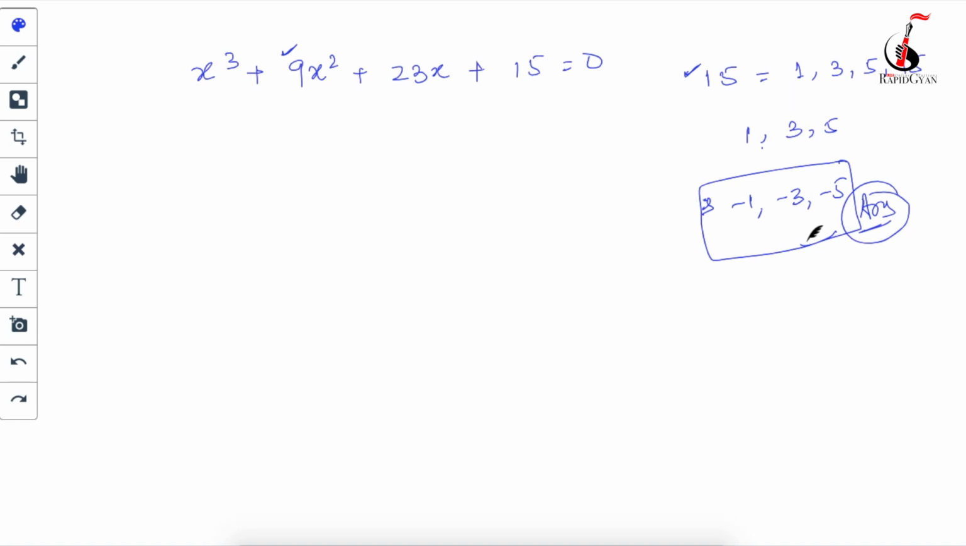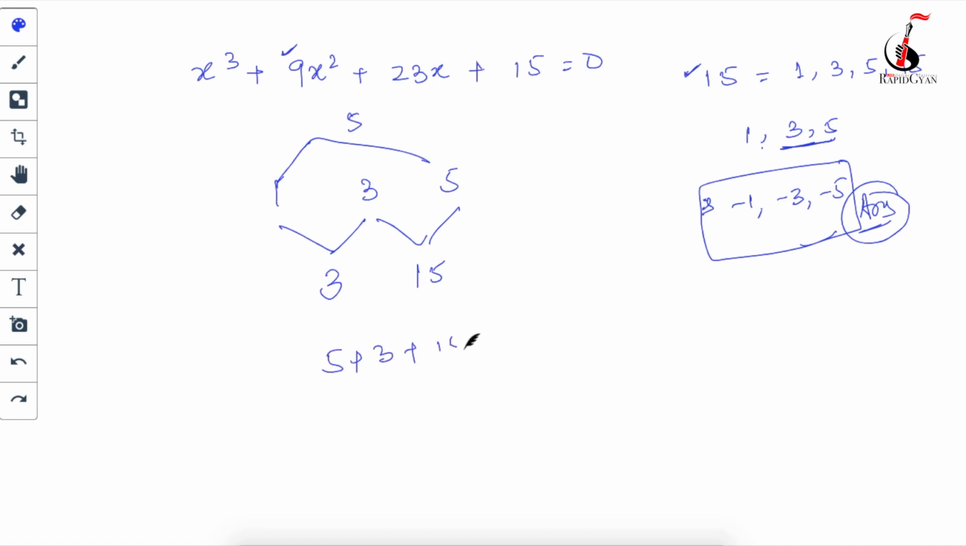So now in order to validate this, whether 1, 3, 5 is my answer or not, what you will have to do is multiply these: 3 times 1 is 3, 3 times 5 is 15, 5 times 1 is 5. So now add this: 5 plus 3 plus 15, 5 plus 3 is 8, 8 plus 15 is 23. See, this should be equal to your c, the coefficient of x. So your answer is minus 1, minus 3 and minus 5. Guys, it's very simple. Hope you guys understand this.